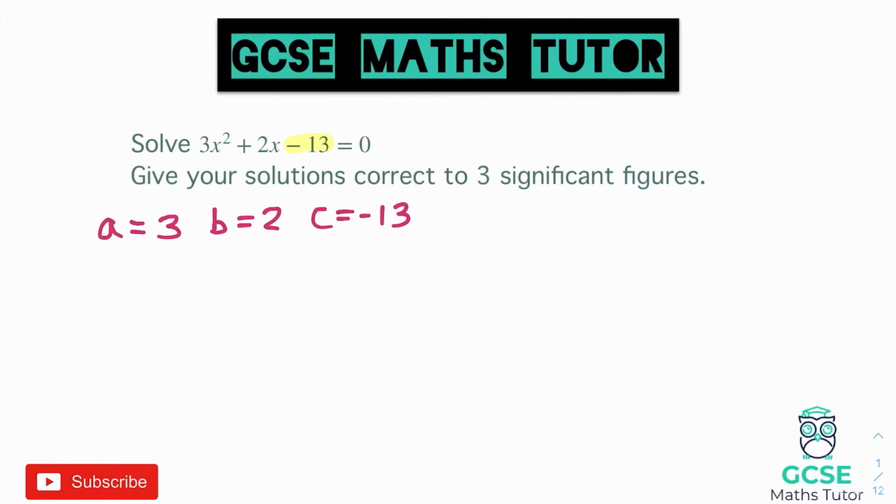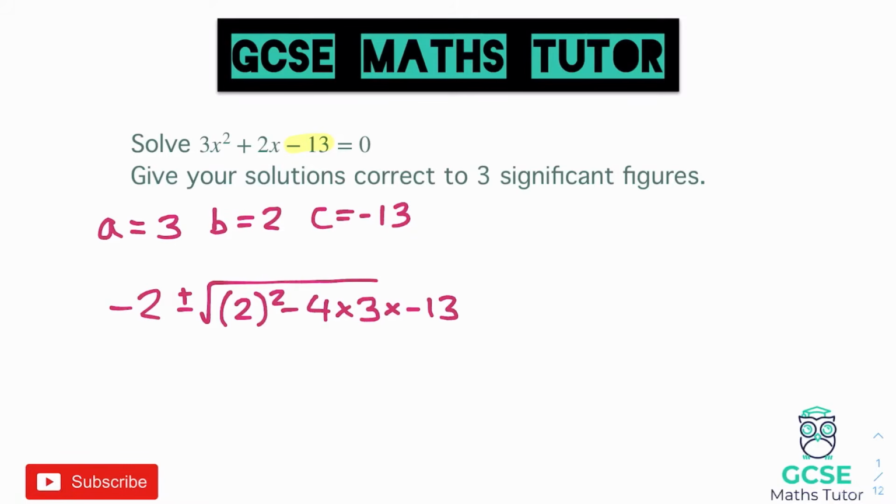So again, thinking about our formula, we have minus b on the top, so minus 2, plus and minus the square root of b squared, and again I'm going to put b in a bracket, so 2 squared, take away, and then we have 4 times a, which is 3, times c, which is negative 13. There we go, I'll need to extend my square root a little bit there. And that's all over 2a. Again, a is 3, so 2 times 3 on the bottom. And again, when we're typing that in, we can just put 6 on the bottom.